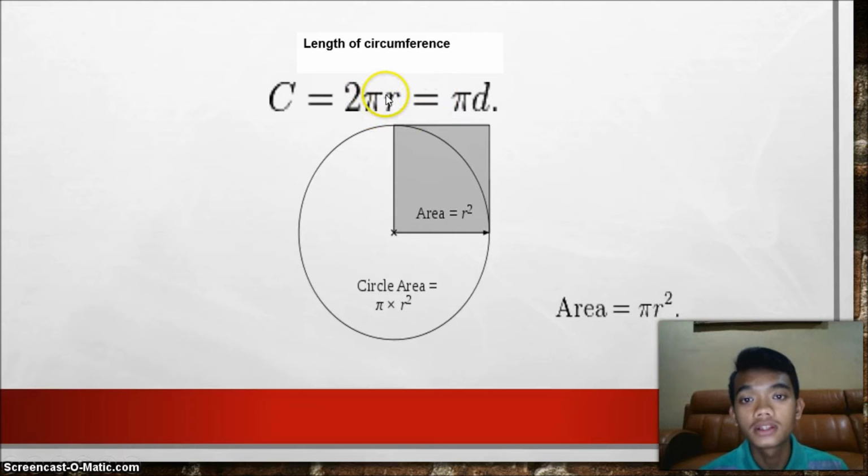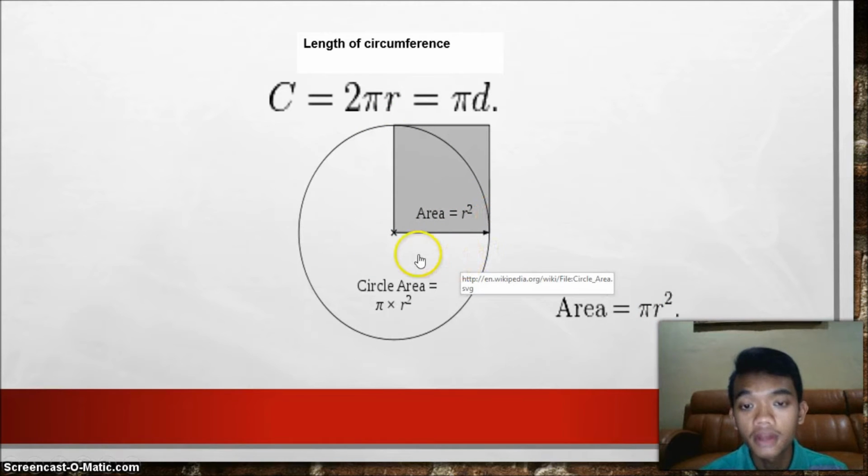Pi is a fixed amount, such as 3.142. If you want to determine the circumference, we use this formula. This is the formula for area, which is pi r squared. If we want to find this area, we must identify the radius, and using this formula we can substitute to find the area.